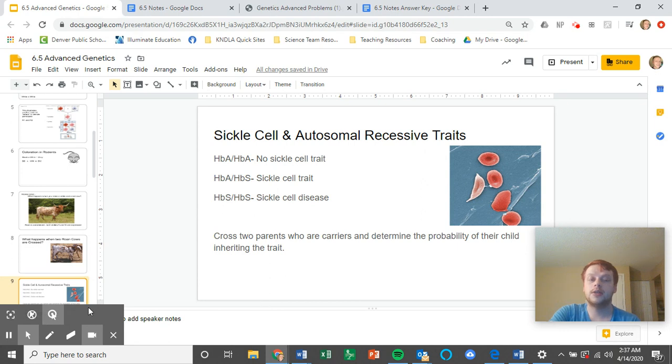All right, hopefully you have caught on by now, but if we cross two people who are carriers, that would be like crossing one capital, one lowercase. That means 25% are going to be completely recessive. There's a 25% chance that their kid would inherit that trait.